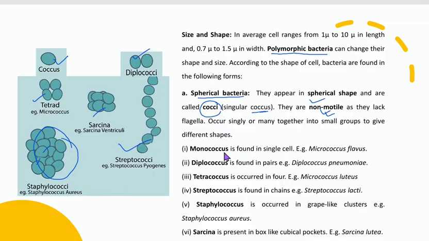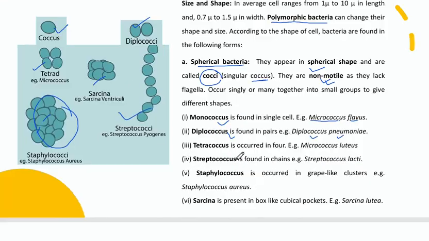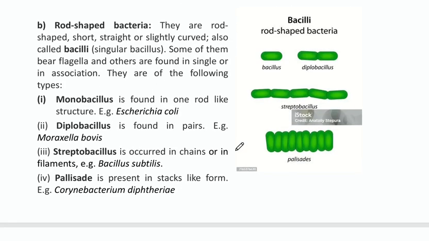Talking about examples, for monococcus it is Micrococcus flavus. Diplococcus is for Diplococcus pneumoniae. It is easy to remember. Likewise, Tetracoccus is for Micrococcus luteus. Streptococcus is found in genera like Streptococcus lactis. The next one is Staphylococcus, which occurs in grape-like clusters, that is Staphylococcus aureus. And Sarcina is present in box-like cubical packets, as you can see here. The examples are Sarcina lutea or Sarcina ventriculi.